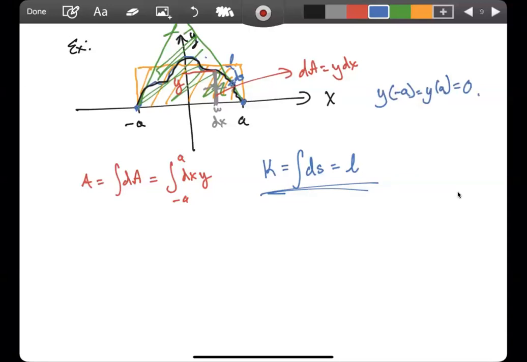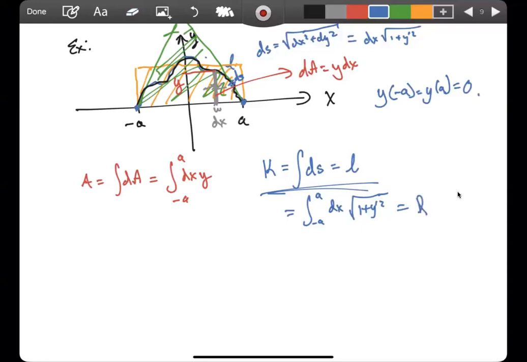Now, since I'm integrating over the length of this guy, we know that ds is going to be the same thing as the square root of dx squared plus dy squared. And again, x is our independent parameter, so it's going to be dx times the square root of 1 plus y prime squared. Same thing we've seen like 1,000 times now. Good. So this is going to be the same thing as the integral from minus a to a dx of the square root of 1 plus y prime squared. And again, we want this guy to simply be equal to L at the end of the day.